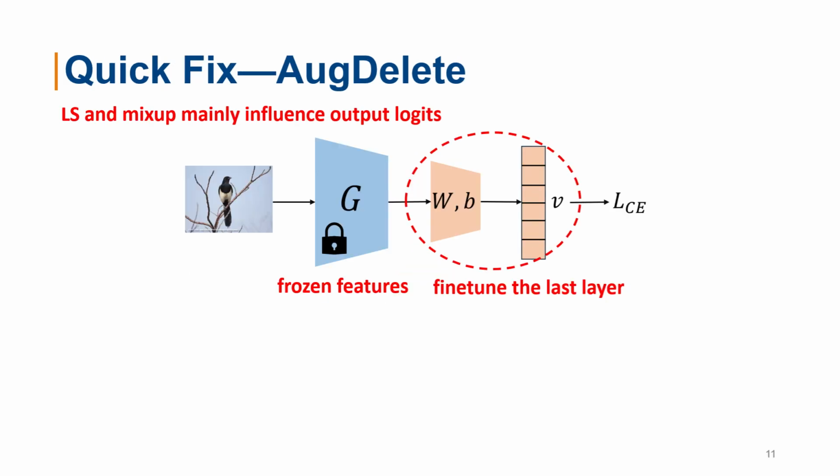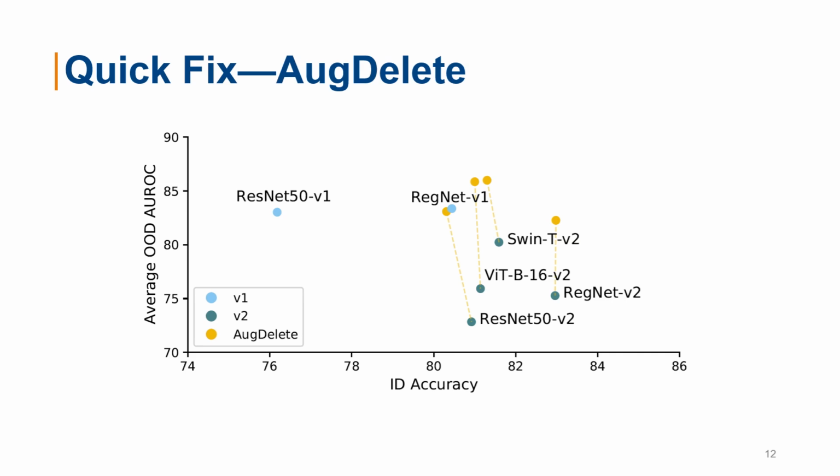Based on the observation, we propose a quick fix named augmentation delete, as label smoothing and mix-up mainly influence the output logits rather than features. We can just freeze the features and fine-tune the last layer without any data augmentations, and this approach is simple and efficient. It can be applied to pretrained models quickly and improve OOD performance of V2 models by a large margin. See the orange dot in the figure.